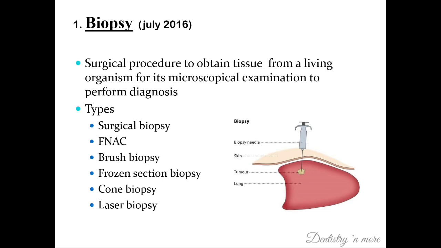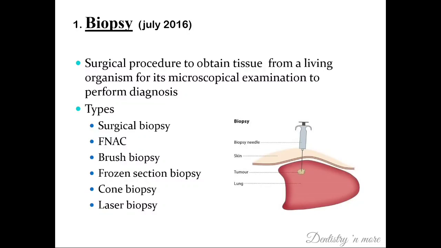Now the next questions are about short notes. A short note that can be asked is biopsy. Biopsy as such has a totally different chapter itself. But once a question is asked related to biopsy, you should explain what is biopsy. That is a surgical procedure to obtain a tissue from a living organism for its microscopical examination to perform the diagnosis. So we take a tissue from the surface or a suspected lesion, and then we undergo a histopathological examination to get a report of what is the histopathological diagnosis after the biopsy is taken. So there are certain types of biopsy.